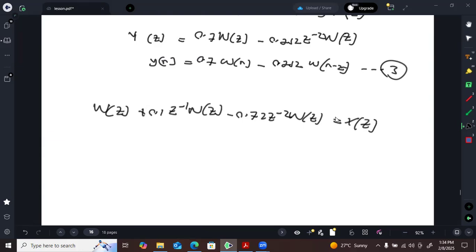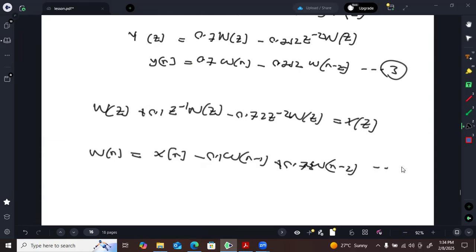And in the time domain, I will have wn equal to x of n minus 0.1 omega n minus 1 plus 0.72 omega n minus 2. So this one is 4.